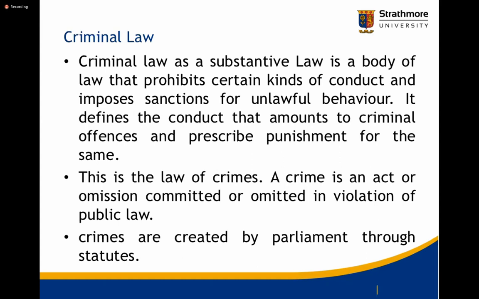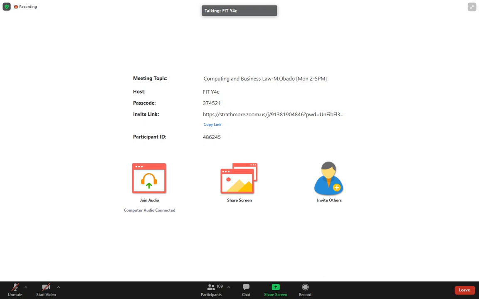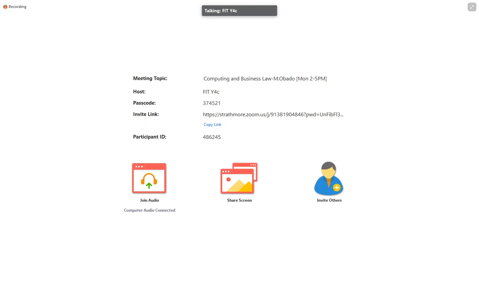Criminal law is a substantive law. A substantive law is a body of law that prohibits certain kinds of conduct and imposes sanctions for unlawful behavior. It prohibits certain conducts. Can we hear from the class? Can the class give us examples of some of these conducts that are prohibited under criminal law? Examples of conducts that are prohibited under criminal law?